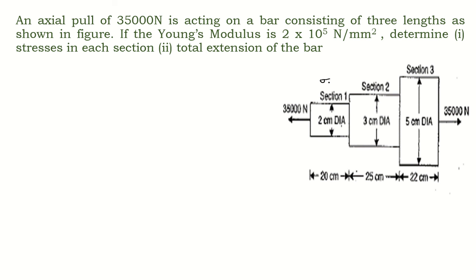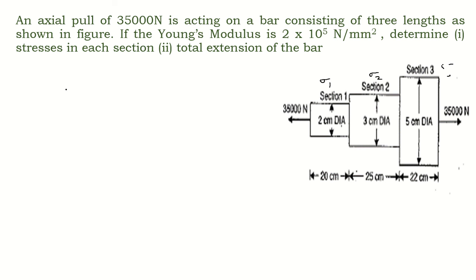Means section 1, what is stress? Sigma 1, sigma 2 and sigma 3. And also he is asking us to calculate total extension of the bar. So this bar will deform individually, this bar will deform individually, this bar will deform individually. But since they are fabricated together, you should calculate the total deformation because of this load. Okay. So this is what we will be solving in this problem.